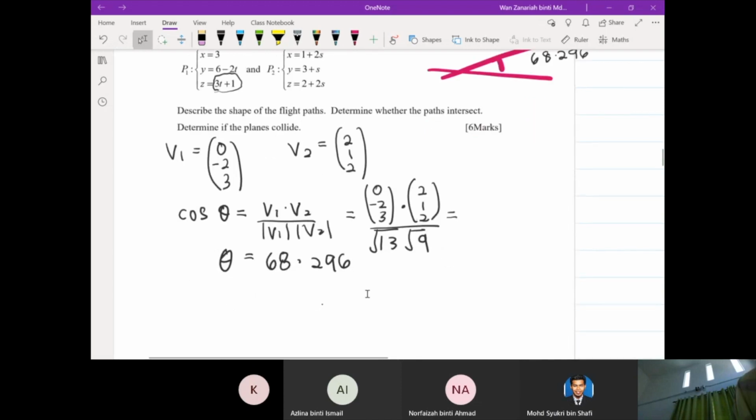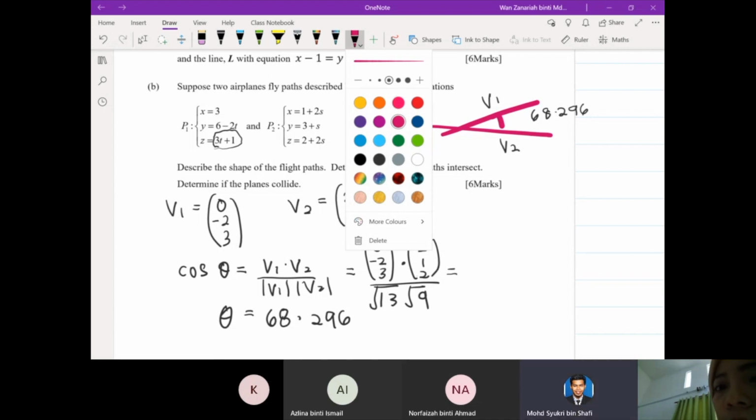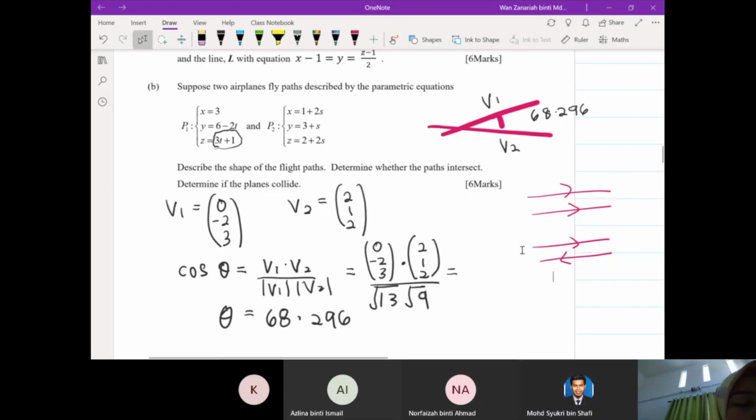Okay, so what we can say here, V1 and V2, it is not parallel. So somehow they will meet at some point. Sebab jika dia parallel, there will be no intersection if the two planes are parallel. Okay, it's either in the same direction or maybe in a different direction. But if it is not parallel, even if the angle is small, the plane will meet at some point. However, sama ada sekejap atau jauh, tapi dia memang akan berjumpa lah.